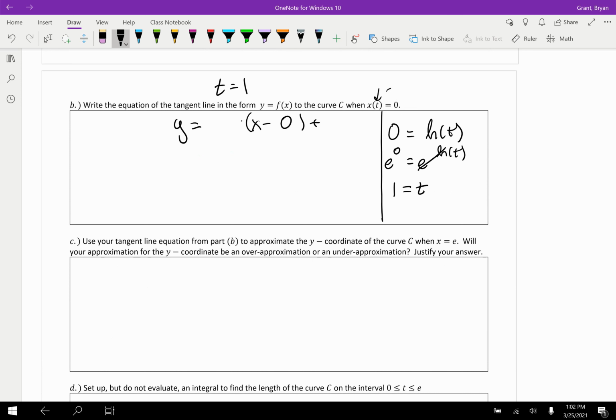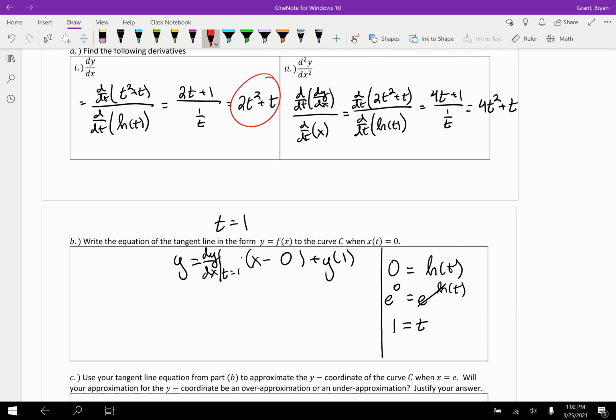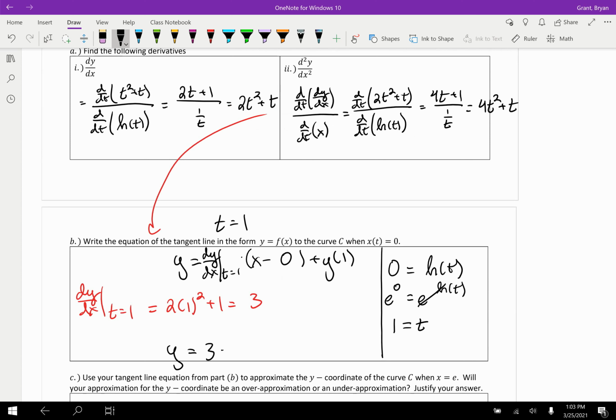At a time of 1, x is 0. We can find what y is at a time of 1. And then we're also going to need to find dy dx evaluated at a time of 1. Well, it's pretty useful that we did part A, because we know dy dx, so if I want to find dy dx evaluated at a time of 1, it's just going to take this guy. 2 times 1 squared plus 1. 2 plus 1 gives us 3. So we know this will be y equals 3 times x minus 0, that's just x.